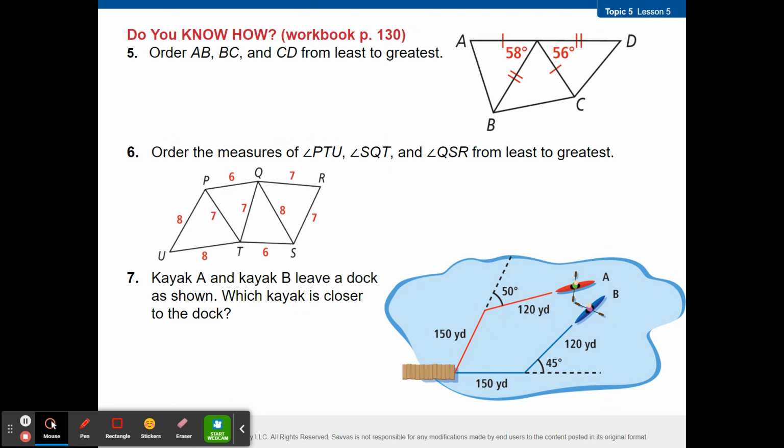So I think PTU is the big one. The opposite side? Oh no, it's PTU. PTU is the big one, and then SQT is the opposite side. So SQT is eight, and then QSR is the second, the smallest. So it's PTU to QSR.